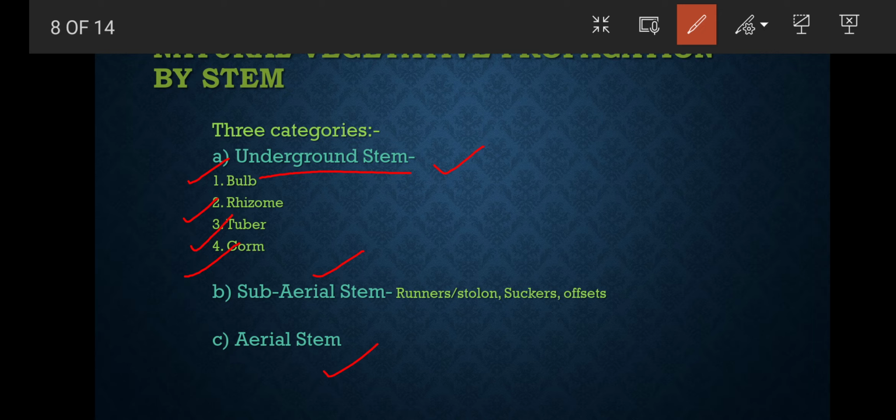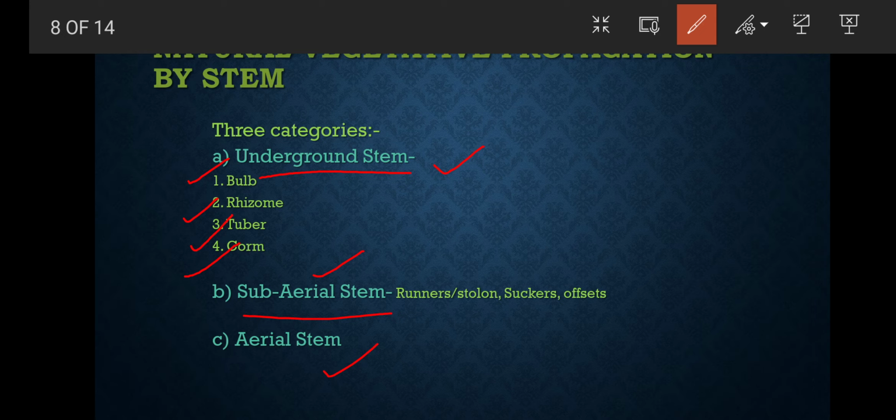Next, we talk about the subaerial stem. Under subaerial stems come your runners, suckers, stolons, offsets. These runners are also termed as your stolons. They have long and thick internodes and branches creep over the surface of the soil. They develop adventitious roots at nodes on the lower side. Some scaly leaves are present on nodes from where a new baby plant grows.